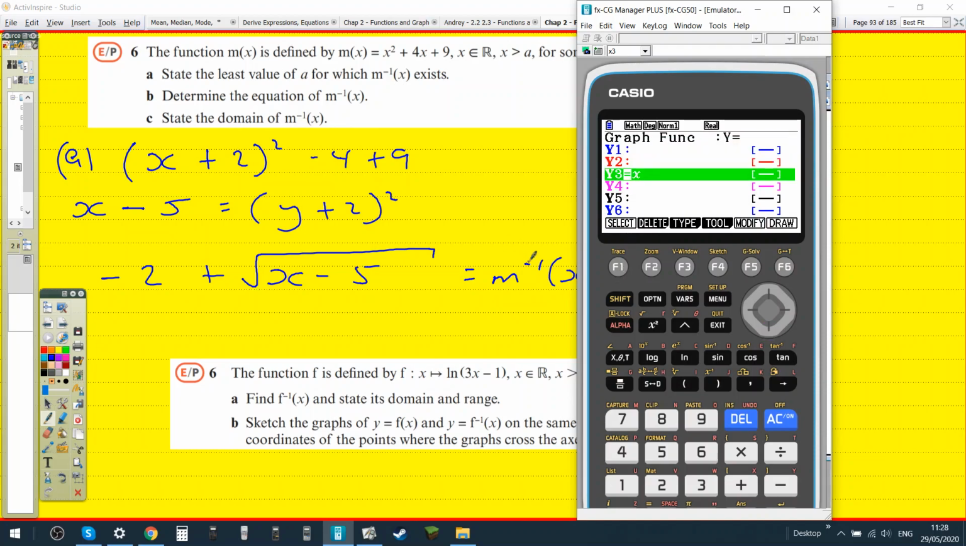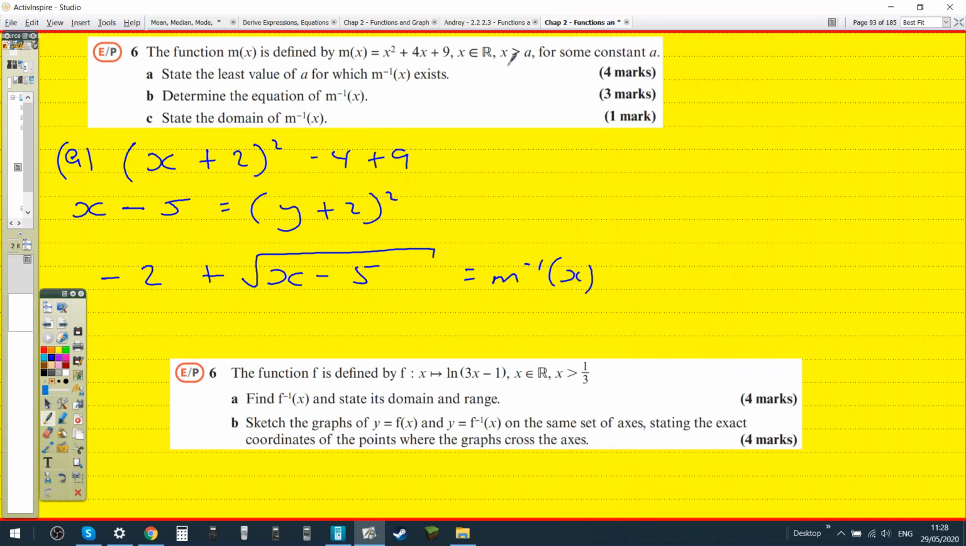So the method in general would be to just see when it does not have a repeating y coordinate. Shift square root x minus 5. If we draw it, 1, 2, 3, 4, 5. Yep, x is greater than or equal to 5. But they said x is greater than a, and so state the least value. Least value is 5. Yep.